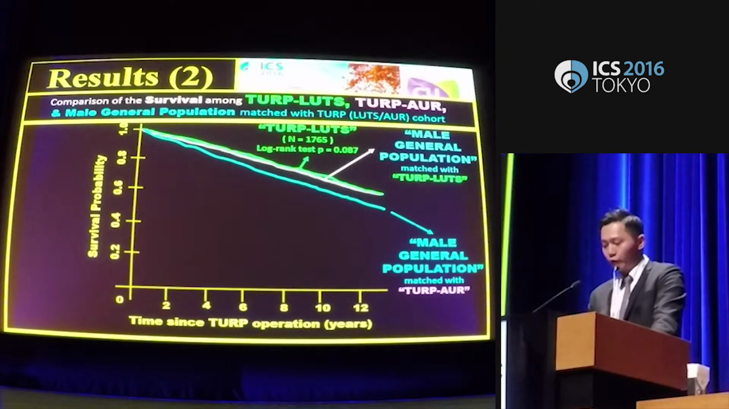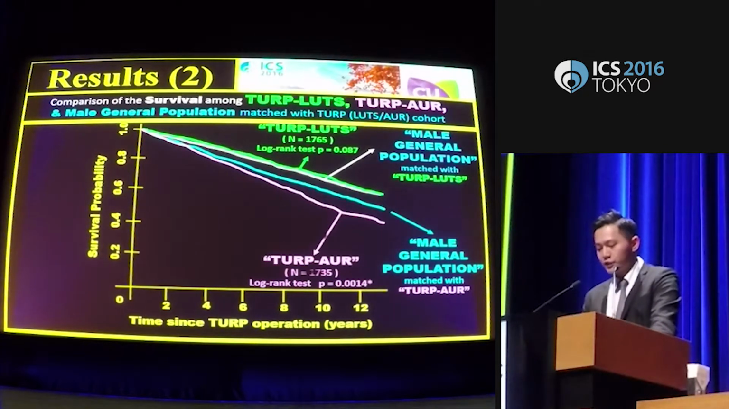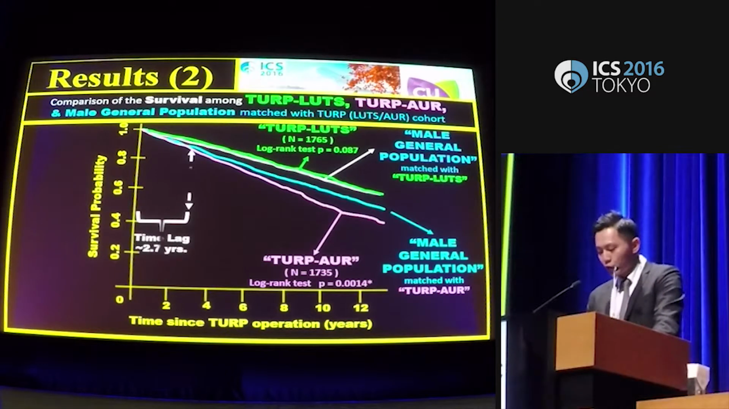However, for patients with acute urinary retention, as shown by the pink curve, survival is statistically worse than the general population. And it seems that after around 2.7 years, the survival curves tend to separate between them.